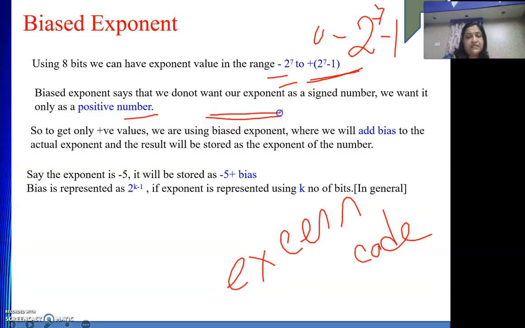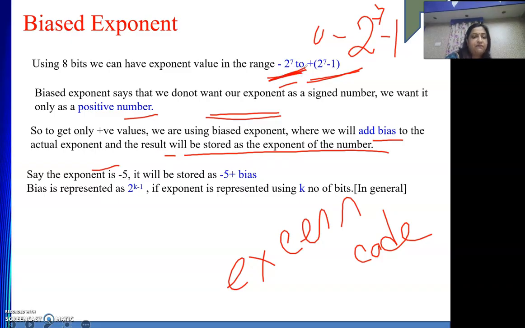We are using the bias exponent. So here what I will do, I will add one bias, one number, to the actual exponent, and that added result will be stored as the exponent of the number. The actual exponent I'm not directly storing. I'll be adding some excess code to it, that I used to call bias, so that it becomes positive. So what should be that bias, right? See, the maximum negative one is minus 2 to the power 7. I need to make it positive.